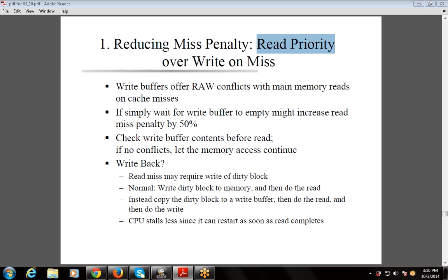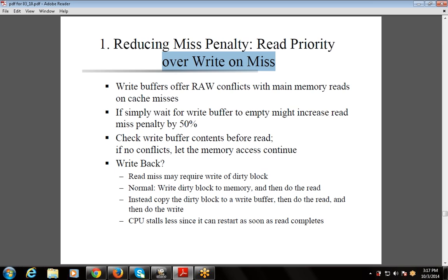One of the methods is read priority over write on a miss, that is, give priority to the read operation over the write operation if there is a miss. That is, if data is not available in the cache, then focus on the read operation instead of the write operation. In this way, we can reduce the miss penalty.